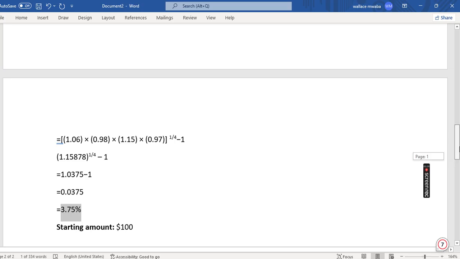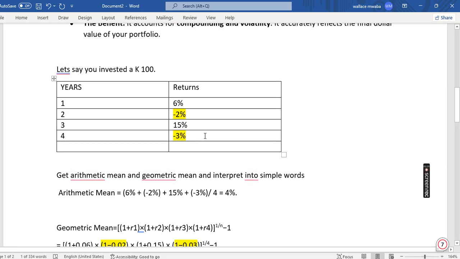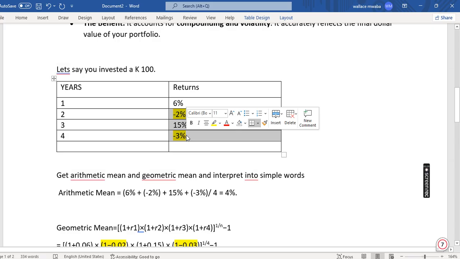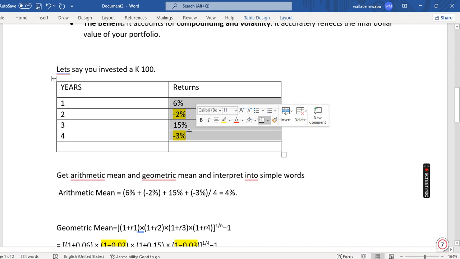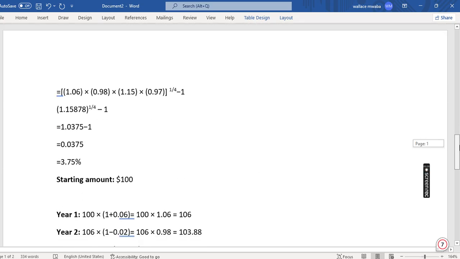to take us from 6% to negative 3%. Now remember, the positive returns outweigh the negative returns. So don't think that because our last return was negative 3%, we ended up on a bad number. No, we're just accounting for the change in the percentages, and we're just trying to get a single number that can represent an average growth rate for our returns. So on average, our returns grew by 3.75%.